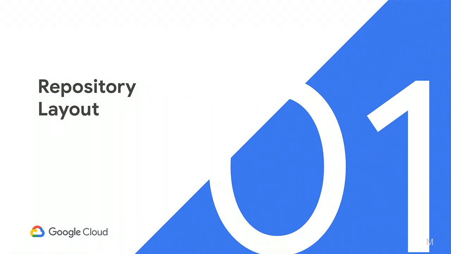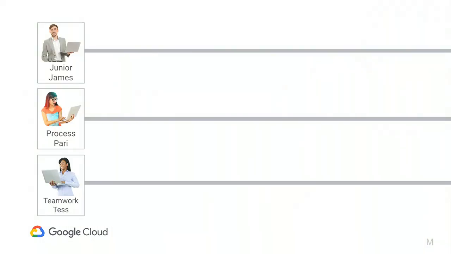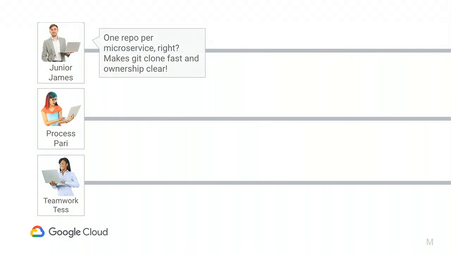Repo layout, first one. It's foundational. Before you do this, you can't really do any of the other pieces. There are various ways you can do repo management. So, for example, Junior James, he's heard a lot about microservices and being super agile, and he's like, one repo per microservice, right? Keep everything light and really truly separated, these microservices.